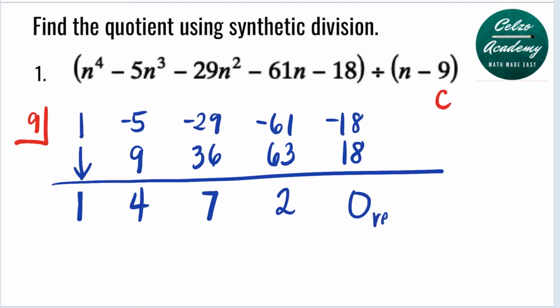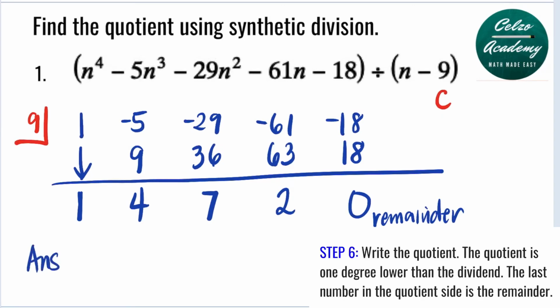The last number here is our remainder. So that means there is no remainder for this problem. And to write the answer, the quotient is always 1 degree less than our dividend. The highest power for our dividend is a 4, so our answer will begin with a third power.